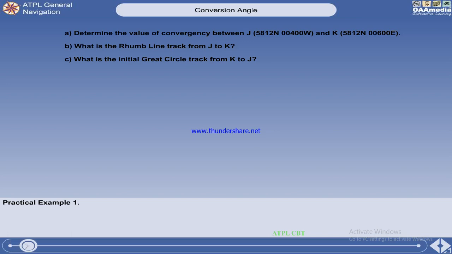A practical example requiring calculation of conversion angle. Firstly, determine the value of convergency between J, which is at 58:12 north and 4 degrees west, and K at 58:12 north and 6 degrees east. Then, what is the run line track from J to K? Finally, what is the initial great circle track from K to J?